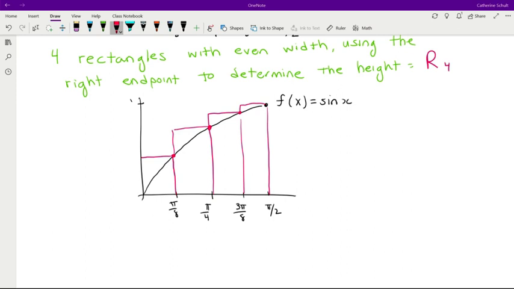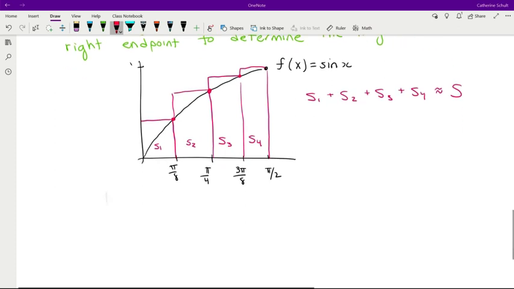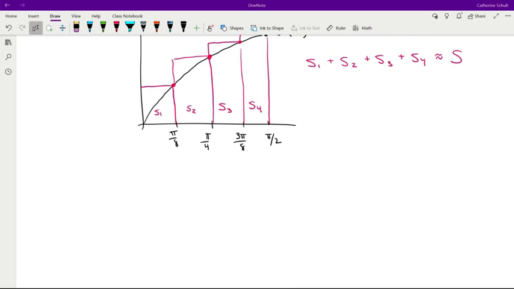All right, and so in this case, we can call this S1, area of the second rectangle would be S2, etc., etc. And now we're saying if we add up all those rectangles, that's going to approximate the area under the curve of sine of x from 0 to pi over 2. All right, so what is that going to be then?